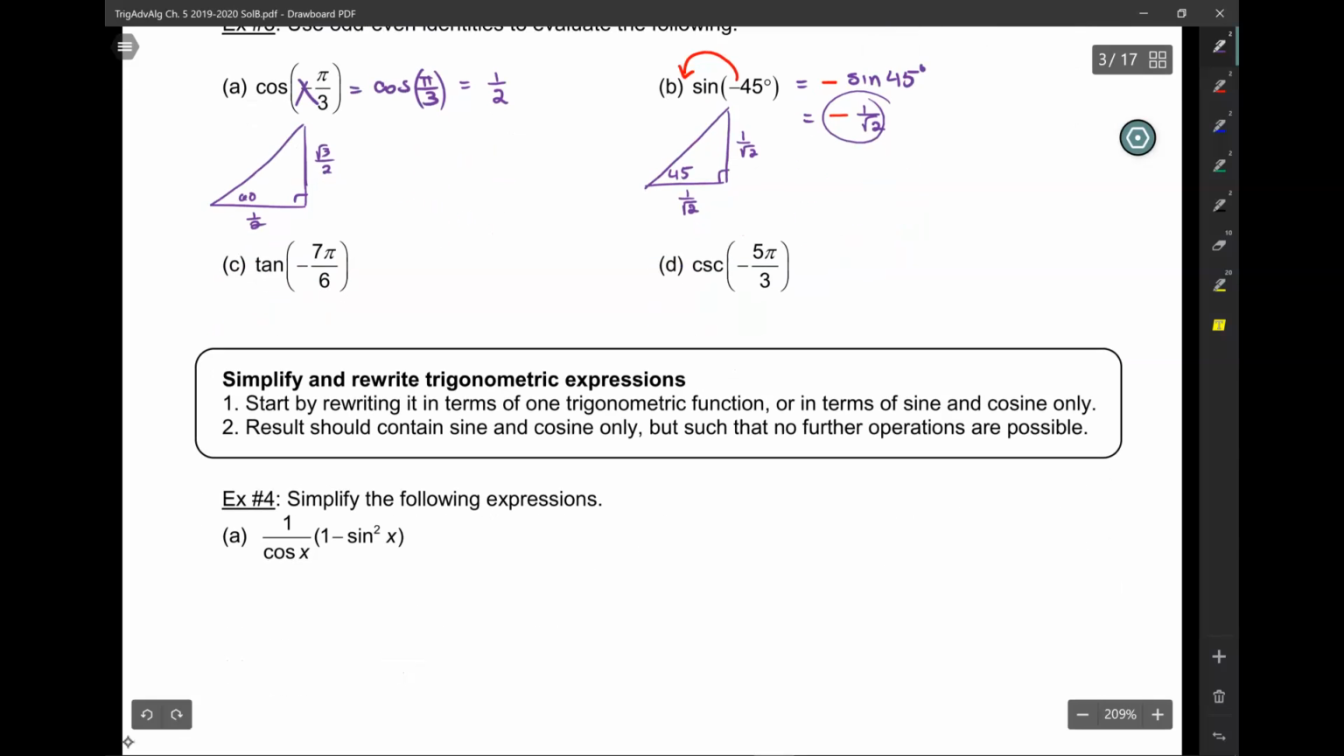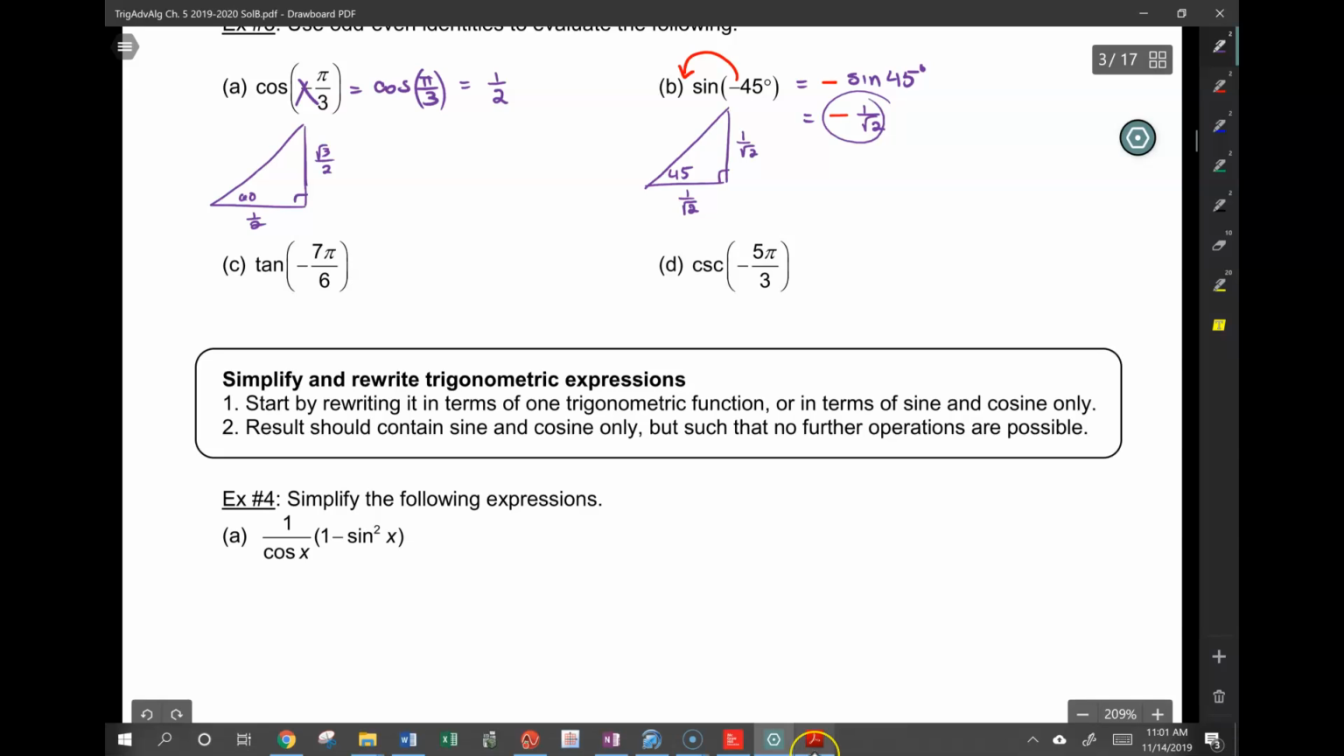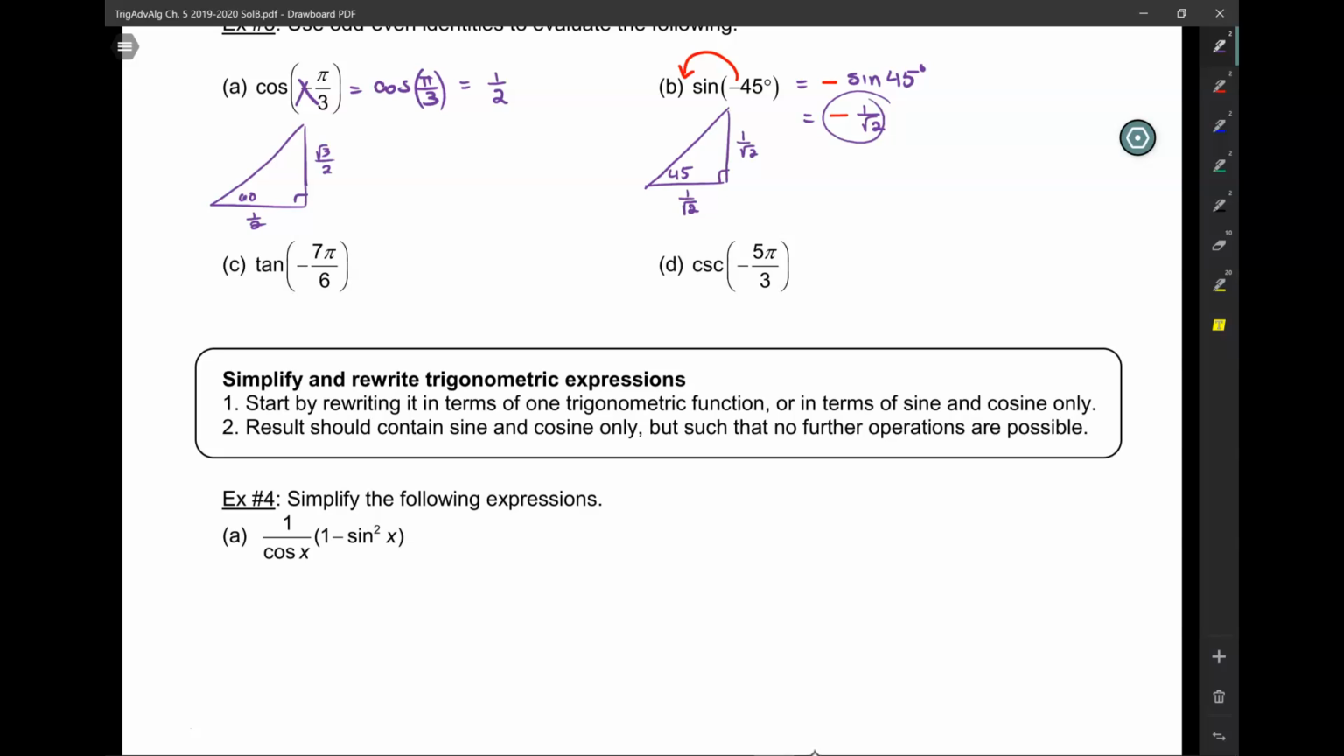Okay, next. I have a tangent of negative 7 pi over 6. Divide and conquer. First, we deal with the negative. If it's a tangent, the negative will always come out. So this is going to be negative tangent 7 pi over 6. Are we cool with this?